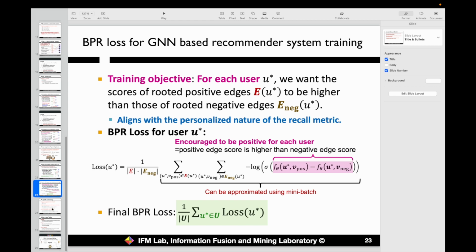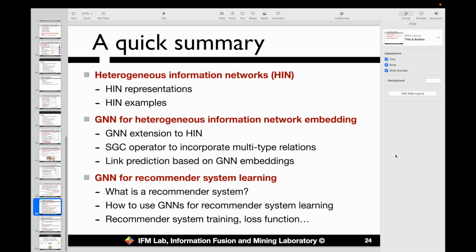Here we also do a quick summary for this section. In this section, we discuss two main problems for applying graph neural networks, for learning the representation for both heterogeneous information networks, and also for recommender systems, right? In the very beginning, we discussed what is HIN. We provided you with the representation for HIN as well as some examples for HIN. Then we also discussed how to extend the GCN model to the HIN to learn the embedding vectors for all the nodes inside them, right? We mentioned how to handle these multi-type relations inside the HIN, and further studied the link prediction problem as a task based on the embedding vectors we learn with this RGCN model, right?